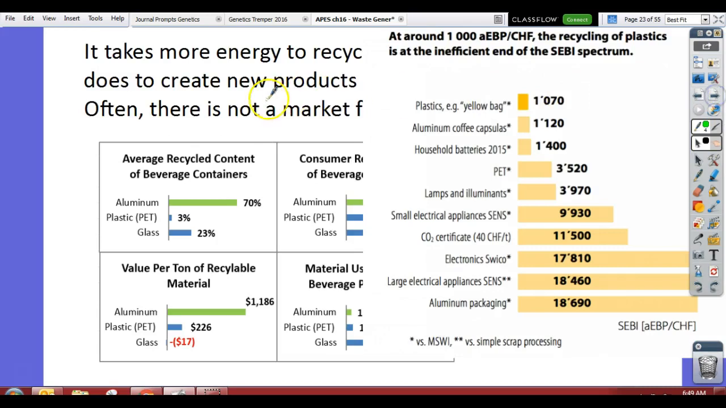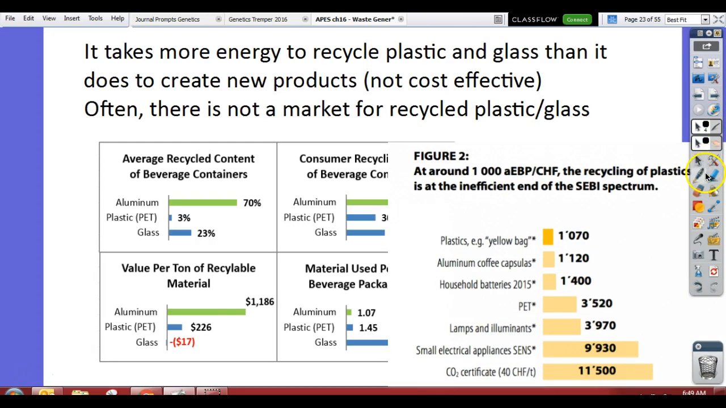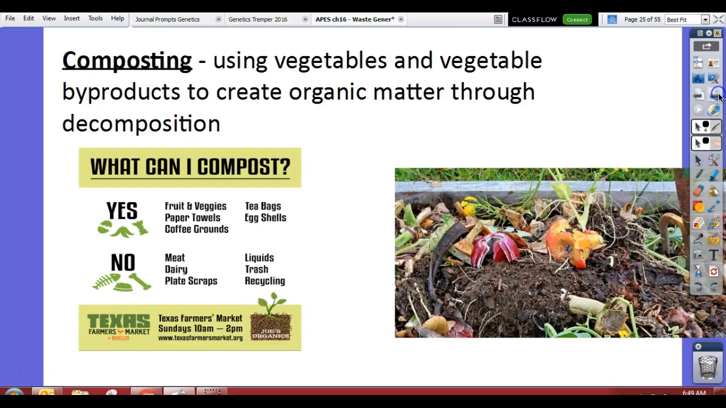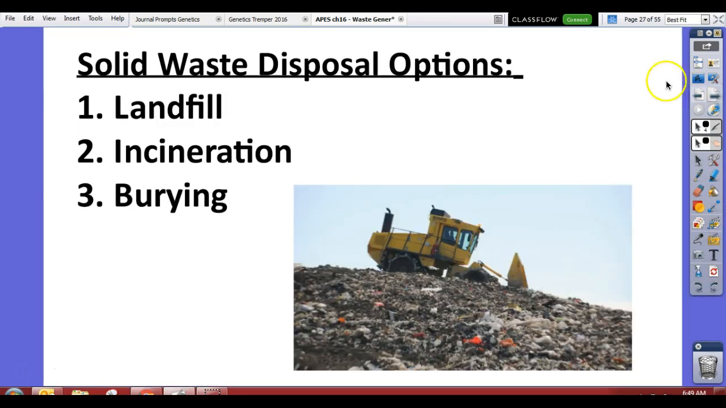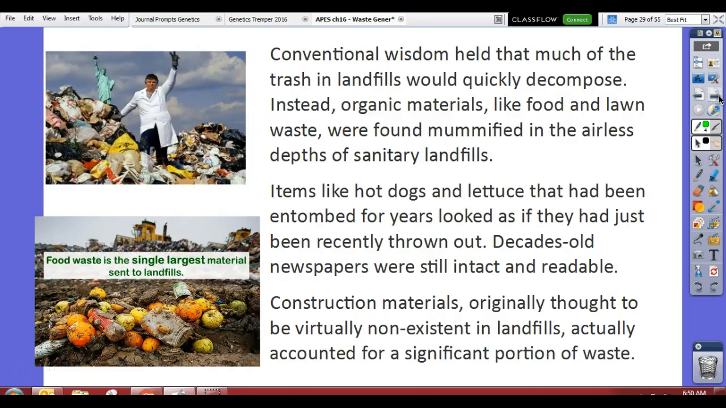We said a lot of times there's not a market for certain types of products like plastic and glass, because it takes too much money to produce them, and it's cheaper just to make a brand new one than to actually recycle it. And we talked about composting, and then we ended with landfill, right? So we talked about our waste options. We can put it in a landfill, which is where most of our waste ends up. We can burn it or we can bury it.